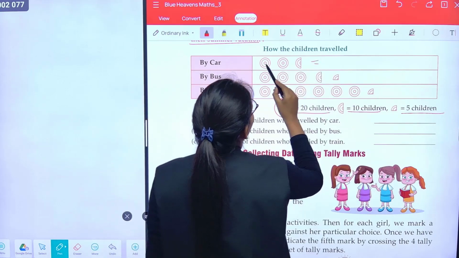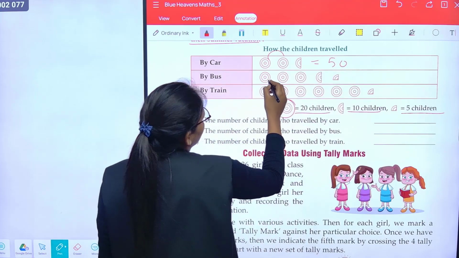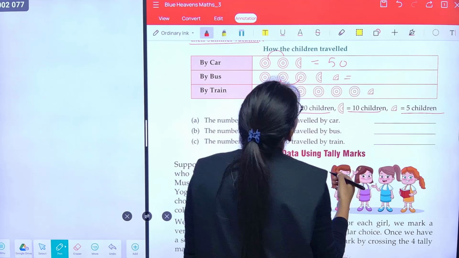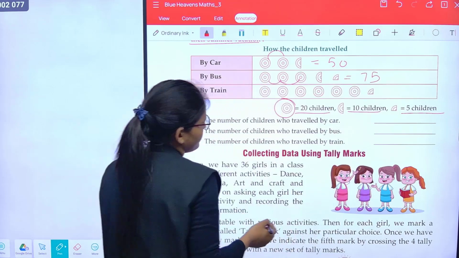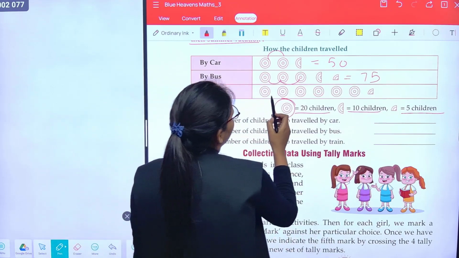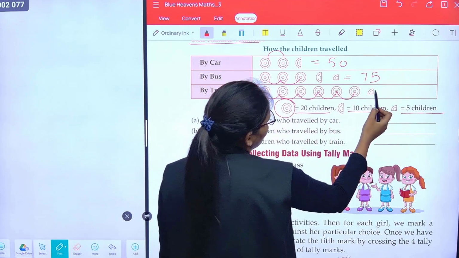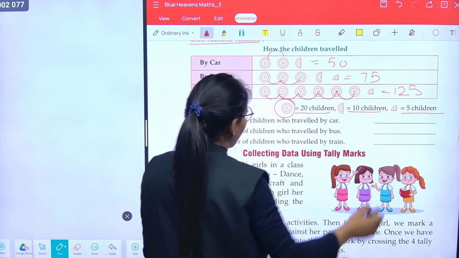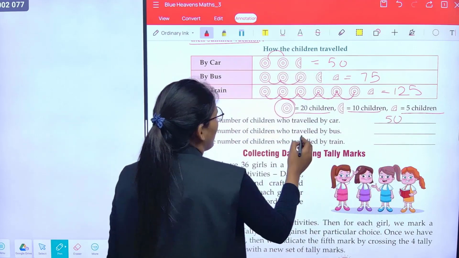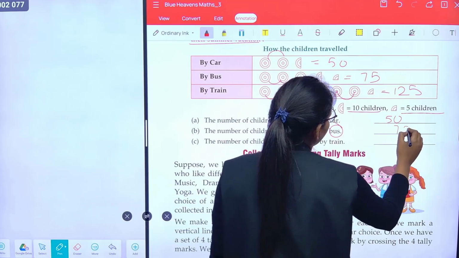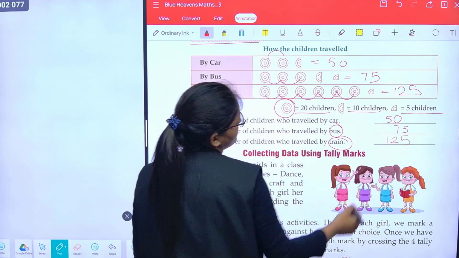Now by car: 20 plus 20, 40, 40 plus 10, 50. Now by bus: 40, 60, plus 10, 70, 70 plus 5, 75. Okay, now by train: 20, 40, 60, 80, 100, 120, 125. Now the number of children who travel by car is 50, by bus 75, and by train 125. Understand class?